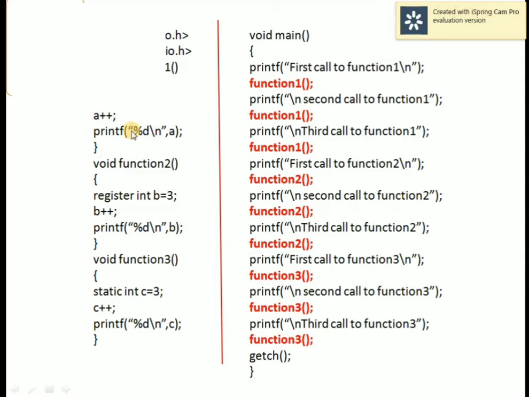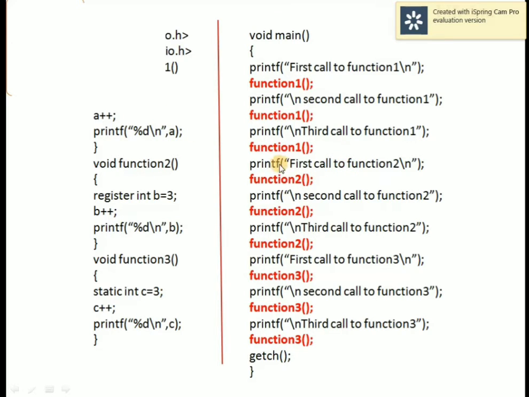So lifetime of automatic variable is within function or block, so it will not retain its value for second function call. For second function call, it again initializes a to 3. See, second call to the function, again it will go there, a will again initialize to 3, then a plus plus, 4. Then third call function 1, again here a again initialize to 3, 4, then it will print 4, right?